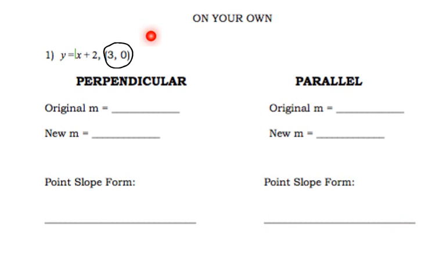And then for this problem here, you're going to do the exact same thing, okay? But instead of it being perpendicular, it's now going to be parallel. So remember what's special about parallel lines and their slopes. All right? So for both of these, you're going to use the exact same point.